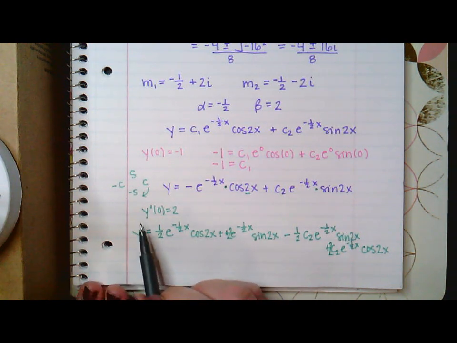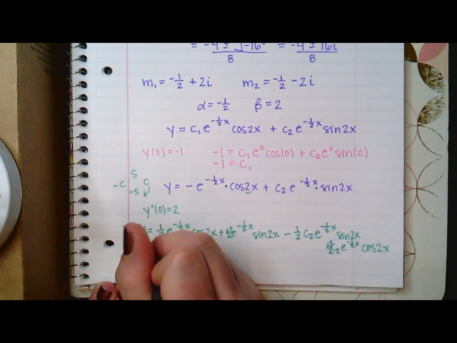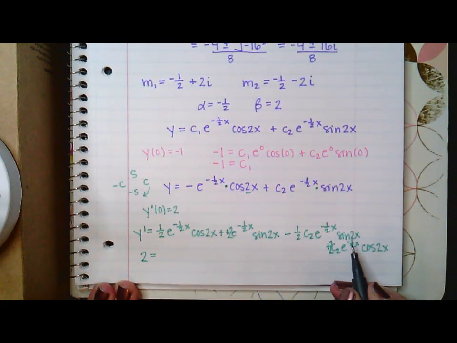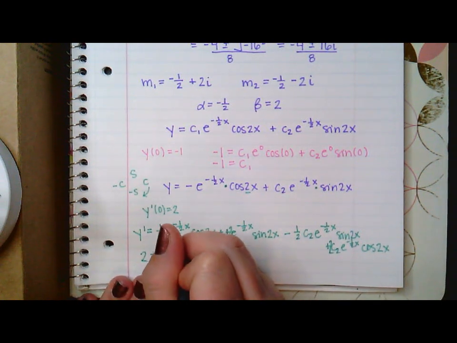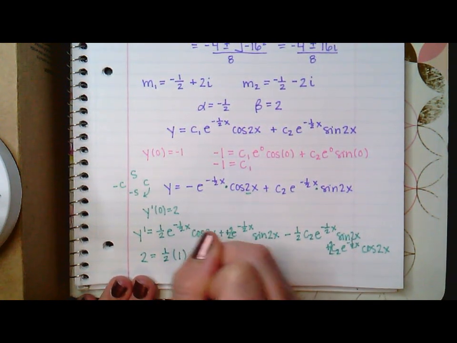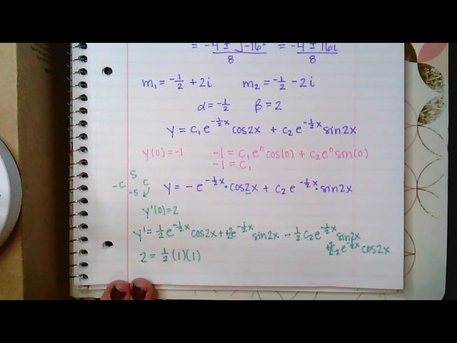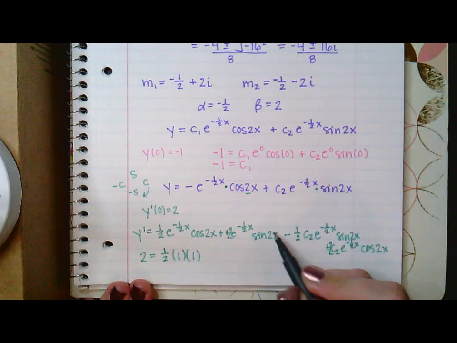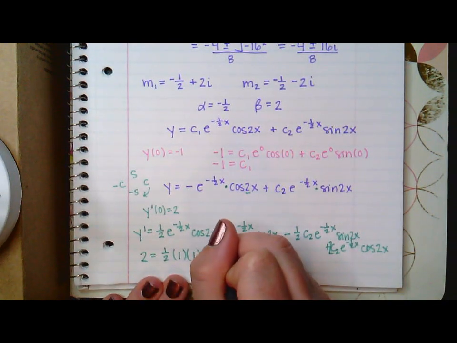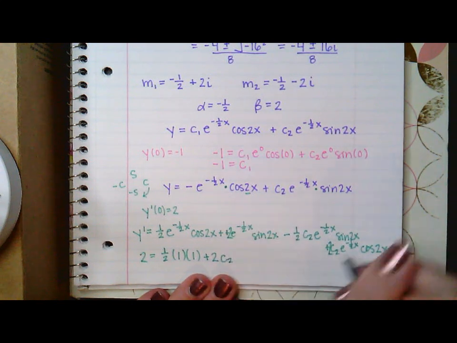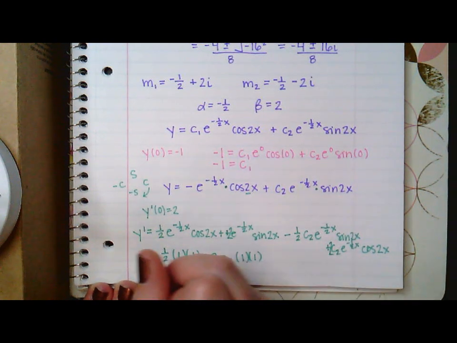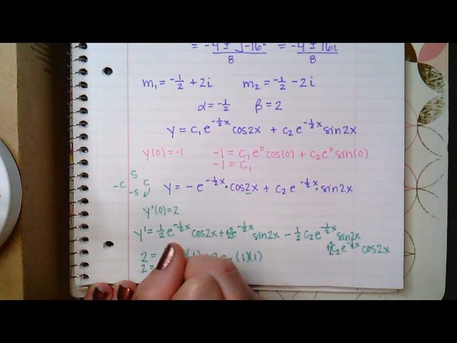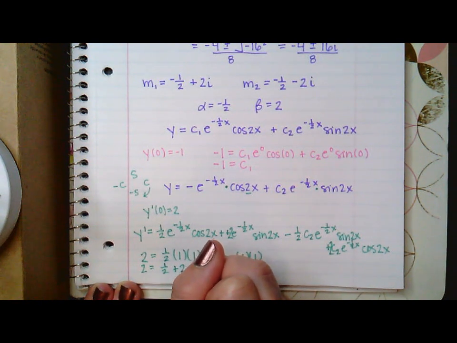All right, when I go to plug in my initial condition, everything that has a sine is going to end up being 0. So I'm really only going to worry about cosine, and the cosine of that is going to end up being 1. E to the 0 is also 1. So all of that is going to end up just giving me positive 1/2, 0, 0, plus 2, C2, 1, and 1. So I have 2 equals 1/2 plus 2 C2.